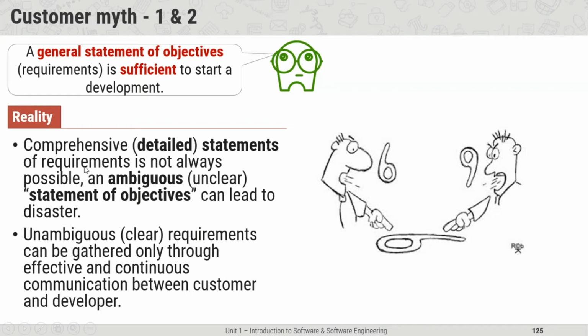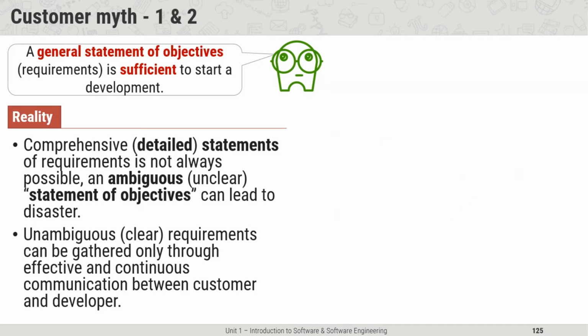So that's why we say that it's not necessary that a general statement of objective is sufficient to start the development. Unambiguous requirements can be gathered only through effective and continuous communication between customer and developer. To gather clear requirements, we should schedule meetings between customers and our developers, so that through communication we reach conclusions about what exactly we want in our software.